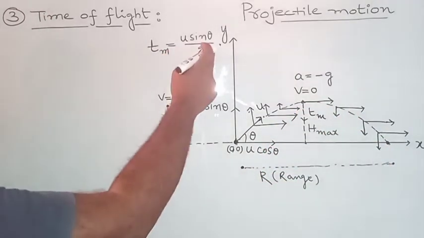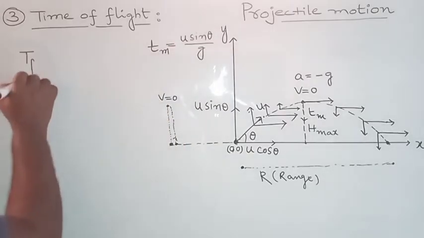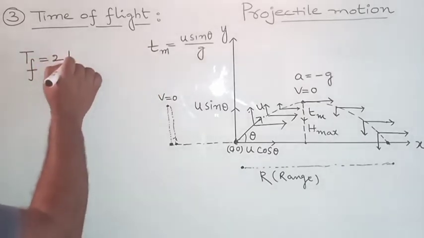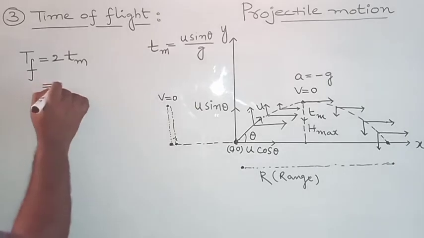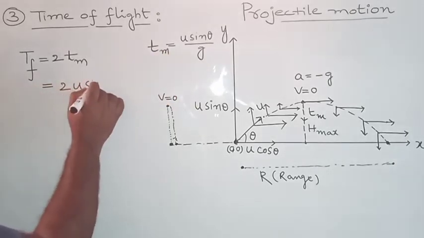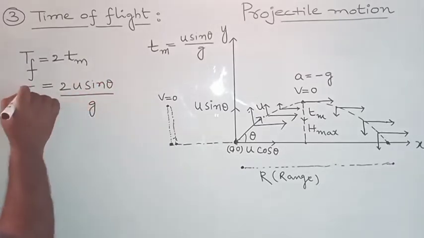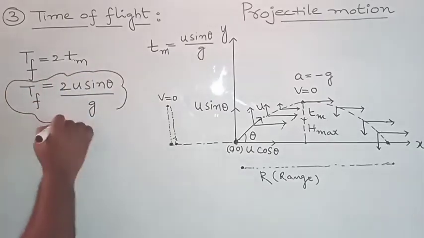Time of maximum height is u sin theta by g. So time of flight equals 2 times the time of maximum height. From that we can write 2 into u sin theta upon g. This is the formula for time of flight. But another way is there.